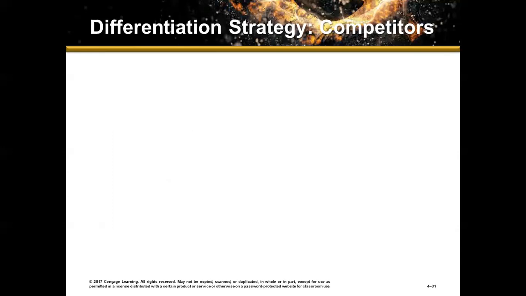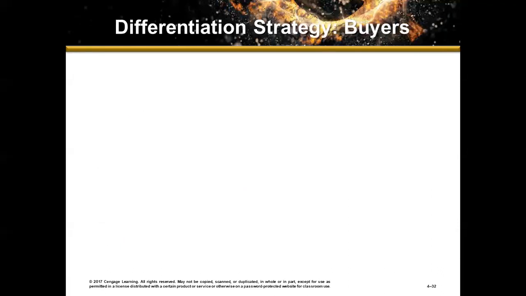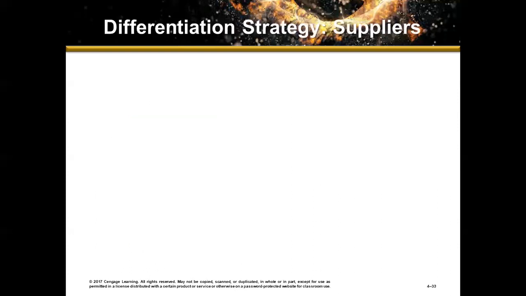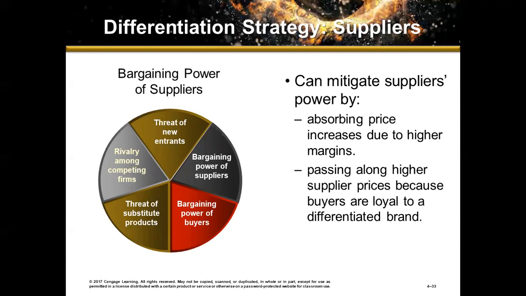Differentiation strategy, competitors. Rivalry with existing competitors: defense against competitors because of customers' brand loyalty to differentiated product offers price competition. Differentiation strategy, the buyers. Bargaining power of buyers can be mitigated because well-differentiated products reduce customer sensitivity to price increases. Differentiation strategy, the suppliers. Bargaining power of suppliers can be mitigated by absorbing price increases due to higher margins, and passing along higher supplier prices because buyers are loyal to the differentiated brand.